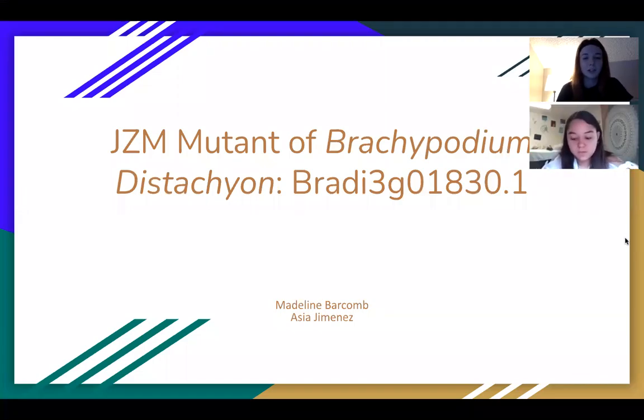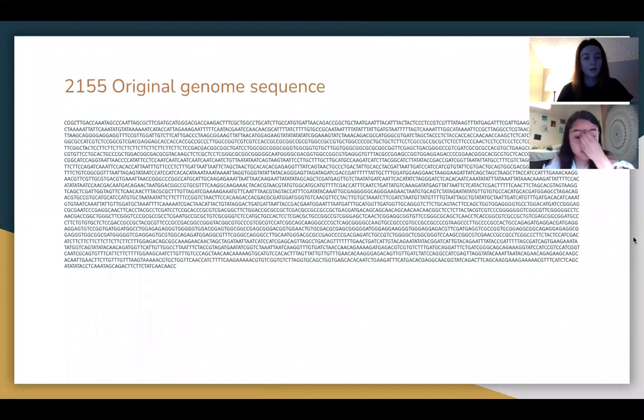So our group was JZM, and our mutant of Brachypodium distachyon was Bradi3g01830.1. So this is our original genomic sequence. It's very long, and using bioinformatics as well as reverse genetics and other methods within the Hazen lab, we were able to try to answer the questions, including what is the function of our gene and what kind of effects does the mutation have on our gene.